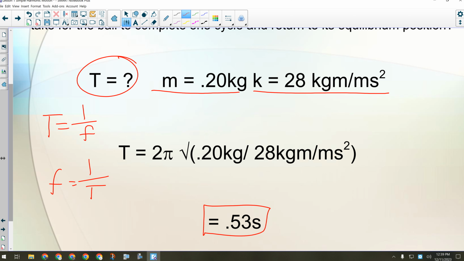So this formula we learned in Unit 3 and used once. Now we're going to use that formula all the time. Period and frequency get used all the time in simple harmonic motion and waves. All right, questions on that first mass on the spring question?